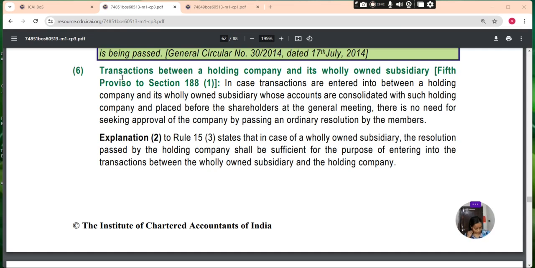Explanation 2 to Rule 15 states that in case of a wholly owned subsidiary, the resolution passed by the holding company shall be sufficient for the purpose of entering into the transaction between the wholly owned subsidiary and the holding company.